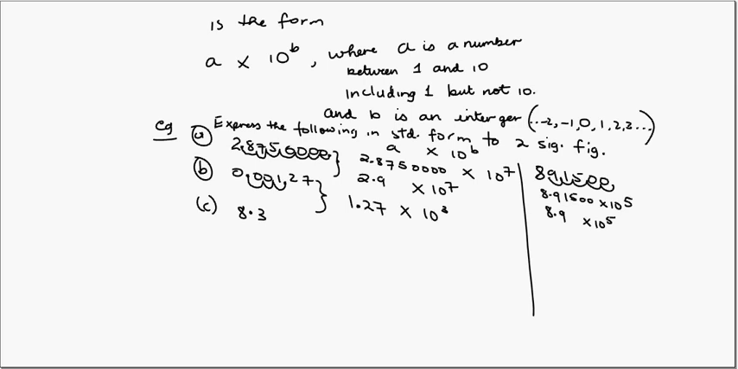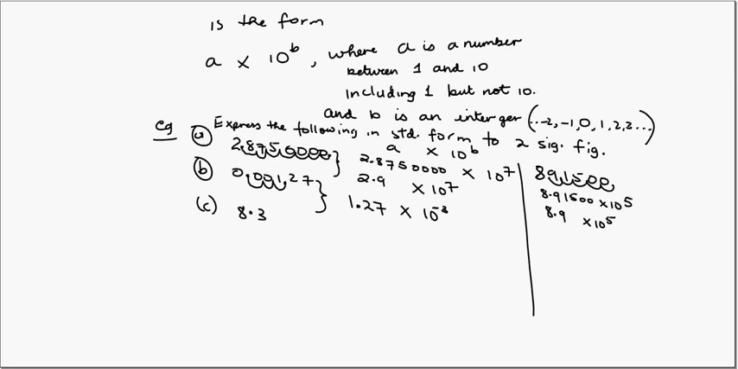3 places. 1, 2, 3. But the difference here is that because it's moving to the right and because it's a decimal fraction, this would have to be negative. So the answer is 1.27 by 10 to the minus 3. However, is that to two significant figures? It's not. So we have to fix this.